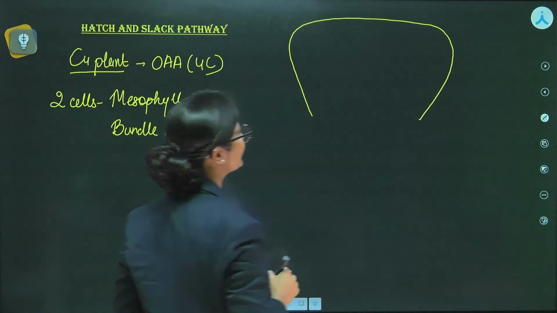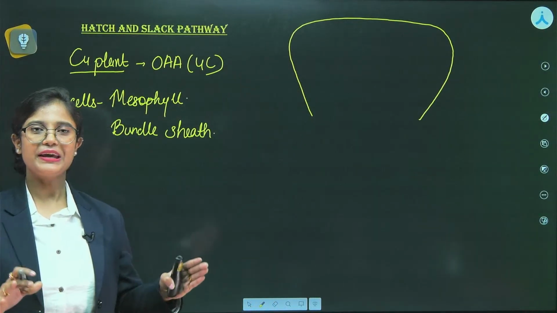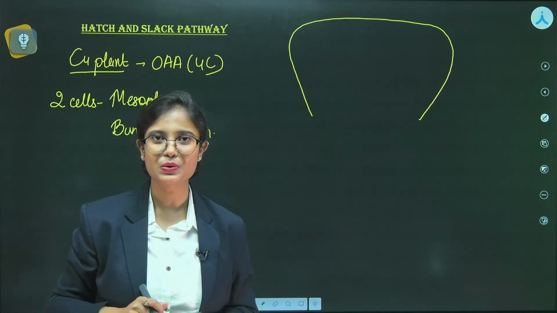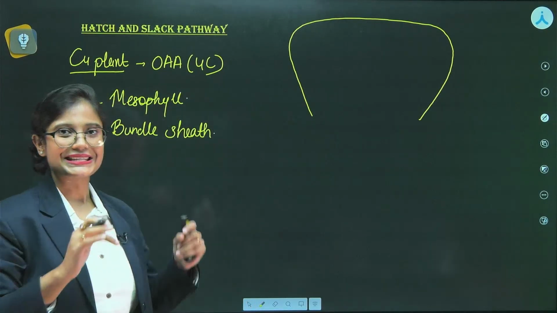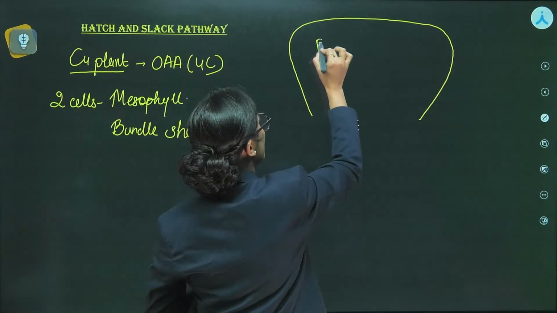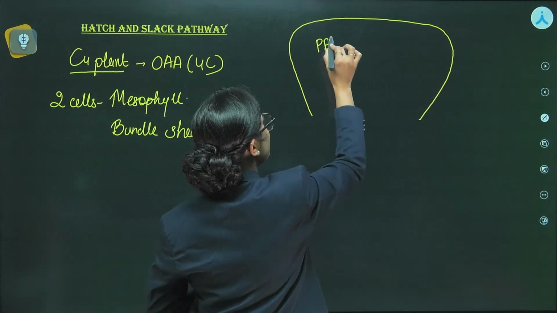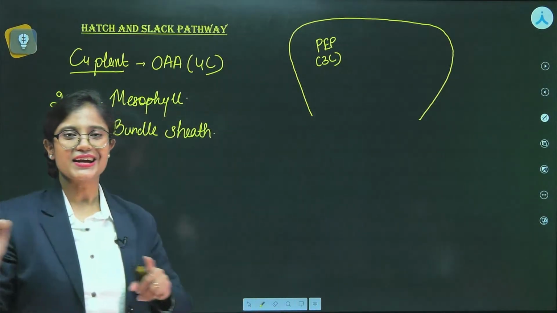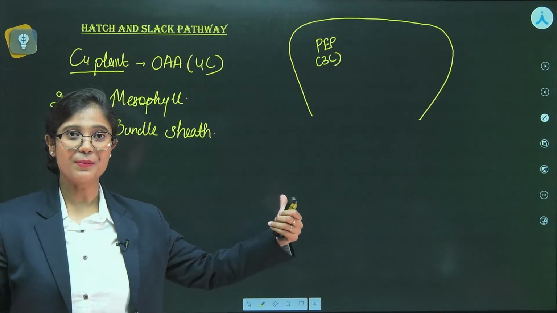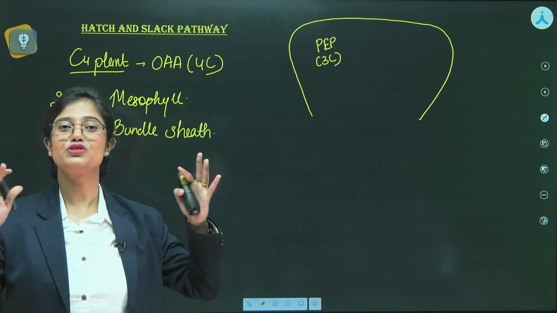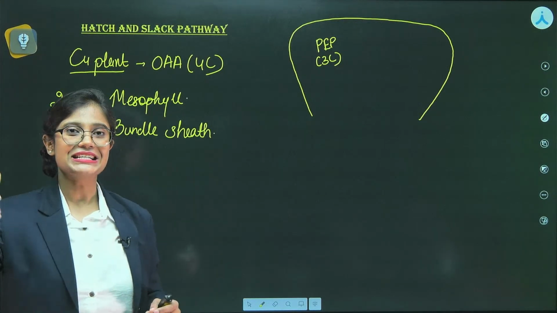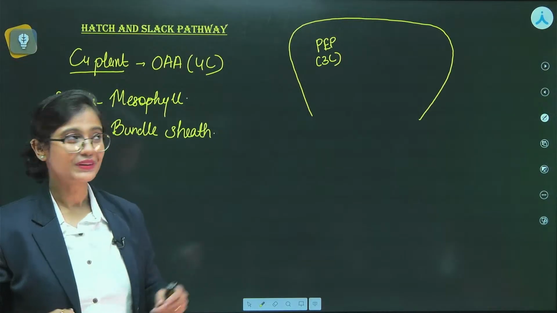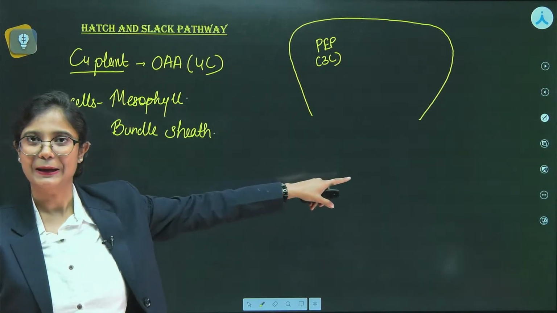Mesophyll cell. Right. Now here also there will be a primary CO2 acceptor, which is PEP. What is PEP? Phosphoenol pyruvate, which is of 3 carbon. If we talk about C3, there the primary carbon dioxide acceptor was of 5 carbon, that is RuBP. Here we have PEP.